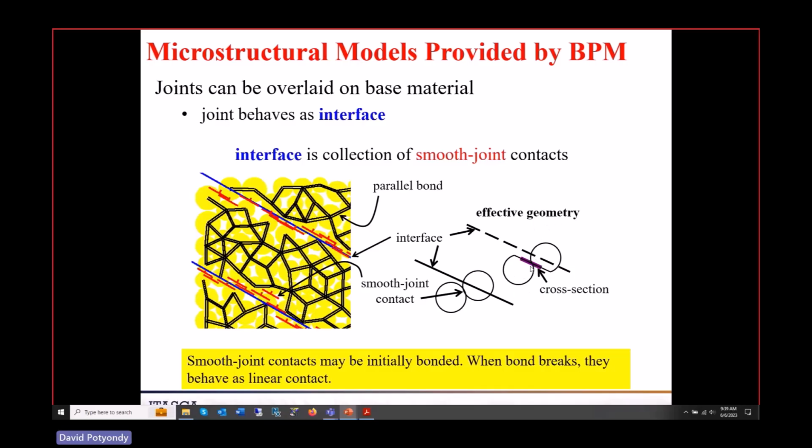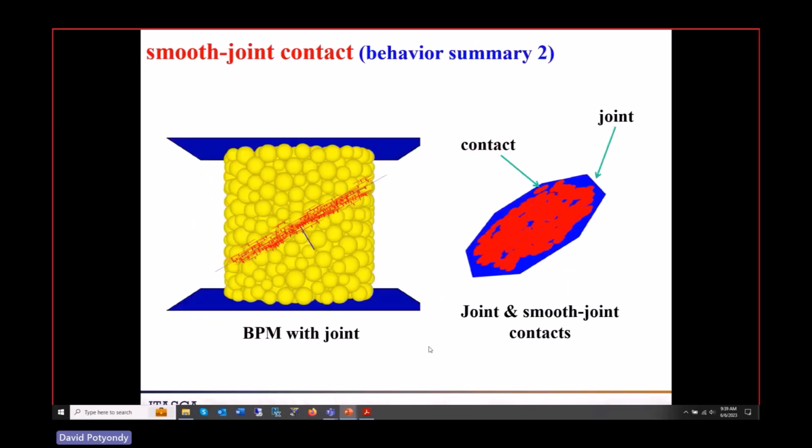So we're going to have a normal stiffness and a shear stiffness, and we're going to have a cohesion and a friction angle. And so now when we set the friction angle or the friction coefficient of this system, we can then do a sliding test on this, and we will measure that macroscopic friction coefficient.